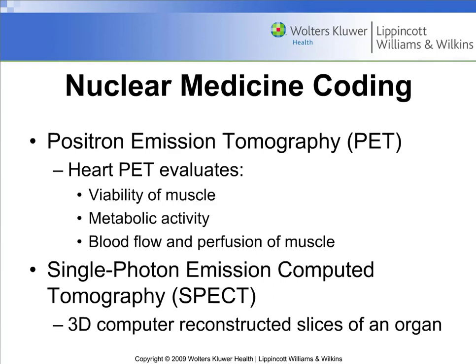Okay, looking at the single photon emission computed tomography, it's 3D computer-reconstructed slices of an organ. These 3D images are obtained by the gamma camera rotating 360 degrees around the patient, who is positioned on an imaging table. For heart tissue, the slices obtained can delineate myocardial tissue from non-myocardial tissue.